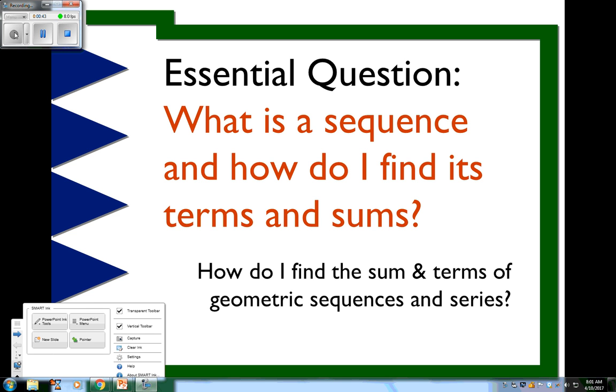What function did we talk about before spring break? Not quadratic. Exponential. So where arithmetic is a sequence for a linear function, geometric sequence is a sequence for an exponential function. So today we're going to answer the essential question, what is a sequence and how do we find the terms and sums?